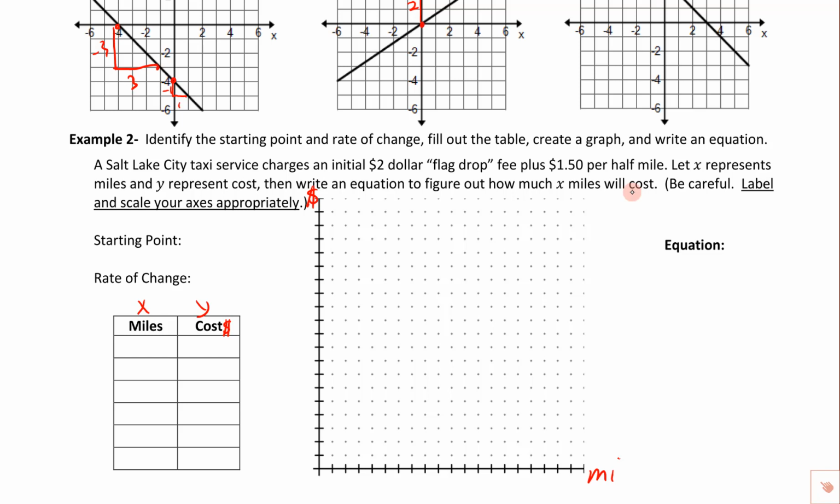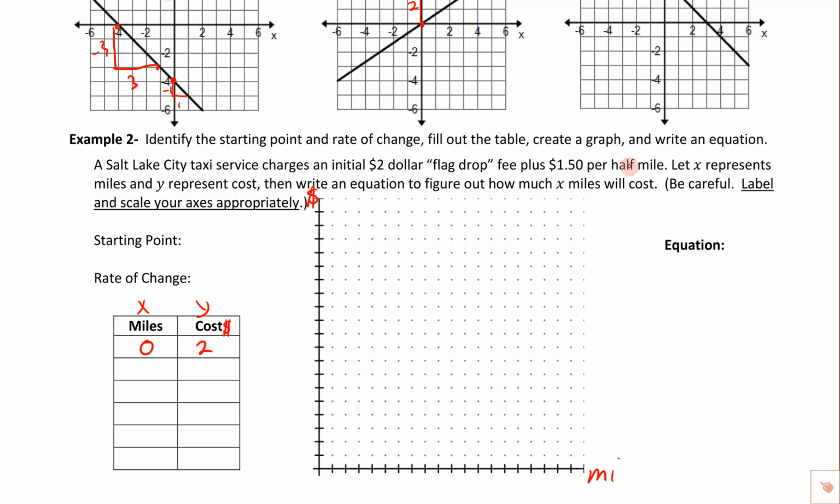So the starting point. Okay, so if we go 0 miles, now assuming we hop in the taxi, stop and think about this. If you hop in the taxi, the flag drop fee is the fee just for getting in the taxi and tell them where you need to go. The minute that happens, they push a button and it sets the meter and it automatically charges you that $2. You haven't even left the curb yet. You haven't even moved yet, and it costs you $2. So at 0 miles, it costs you $2.